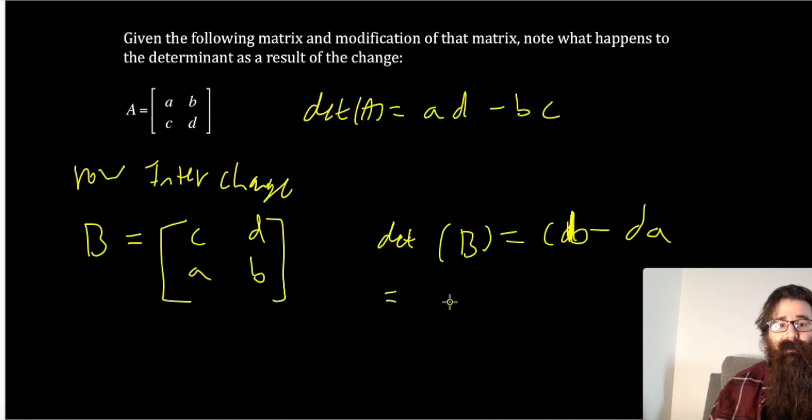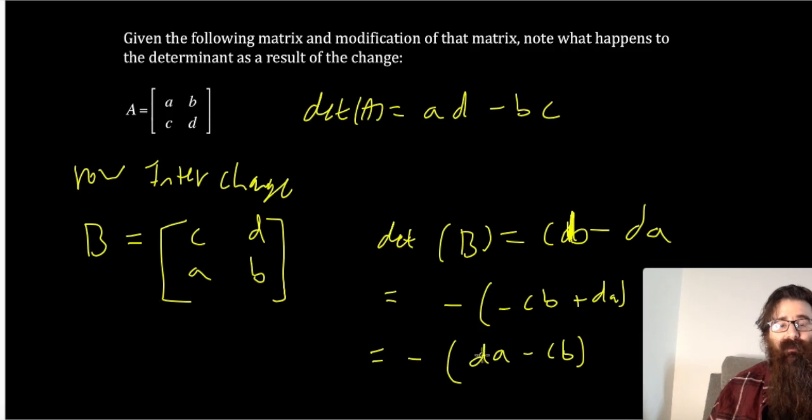If I factor a minus sign out, I'm left with negative CB and then plus DA. If I distribute back through, it gives me what I had before. So I can say this is negative, and if I want to rearrange this, I'll write this first: DA minus CB. And it's really the same, because the order that we multiply doesn't matter. D times A is the same as A times D. C times B is the same as B times C.